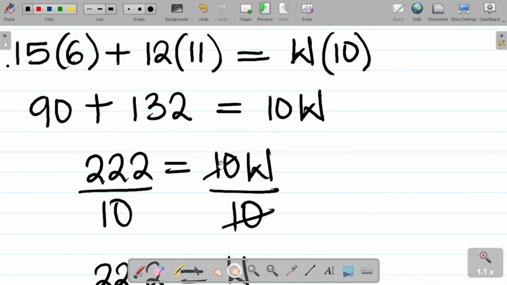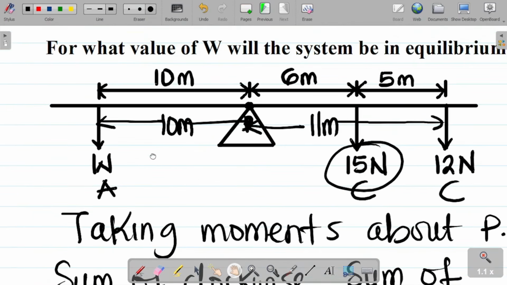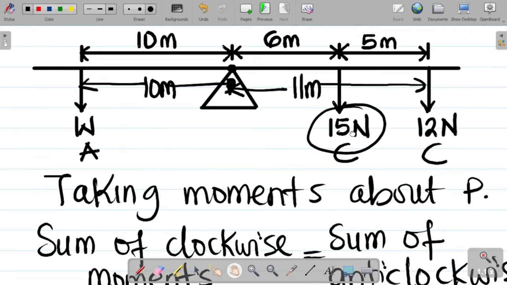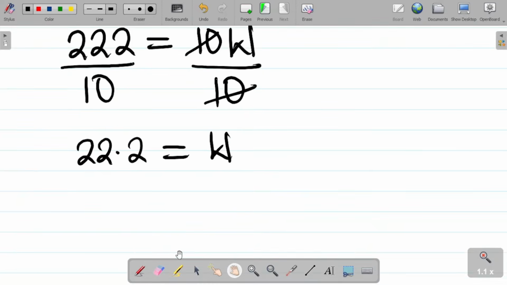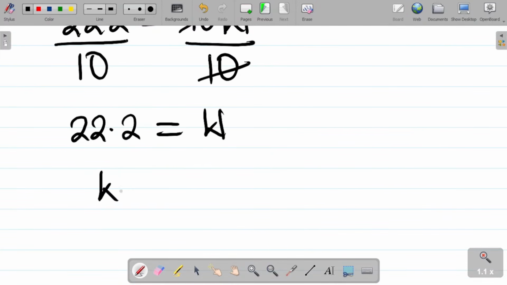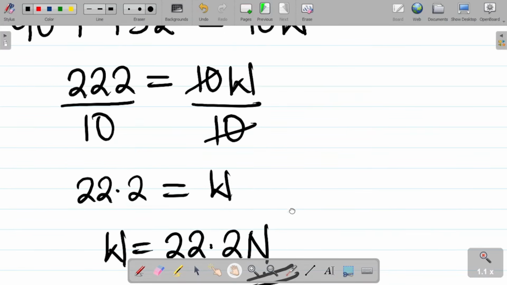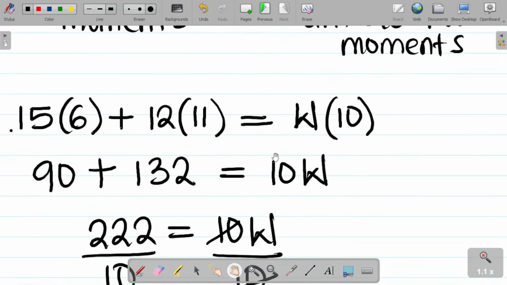Don't forget that if you look at this concept here, you see that W was representing a force. 15 was in Newton, 12 was in Newton. That means W will also be in Newton. So W would be equal to 22.2 Newton. So hence, using the principle of moment, we have that the value of W is 22.2 Newton. All right, so this is how you solve this question.